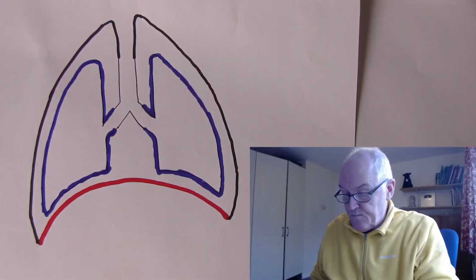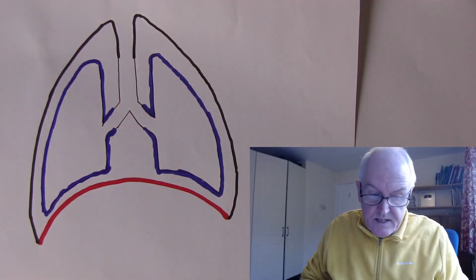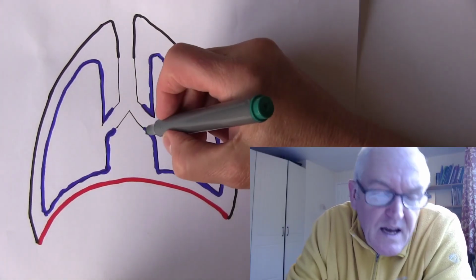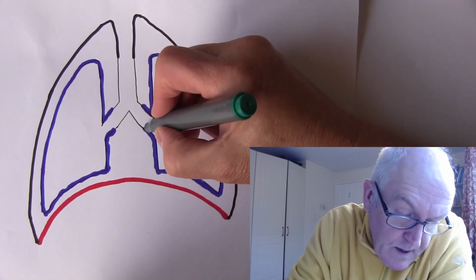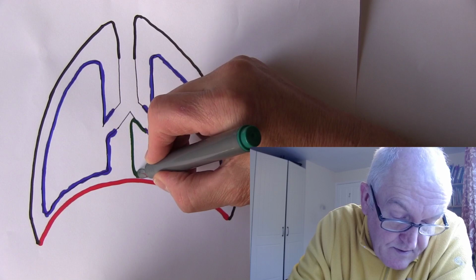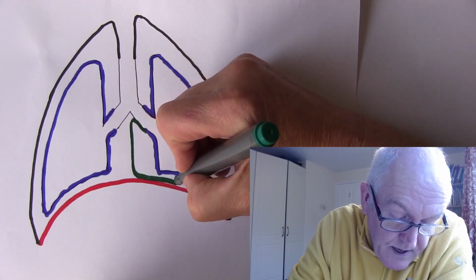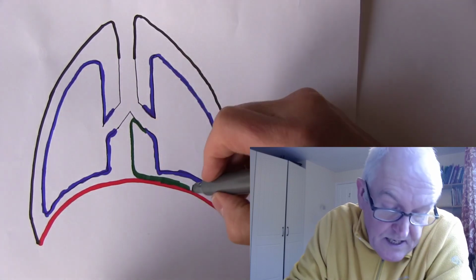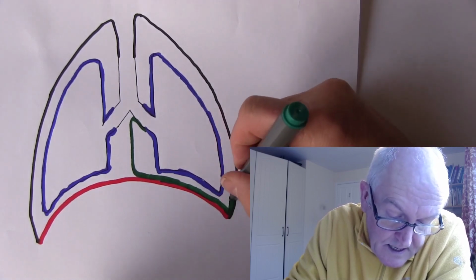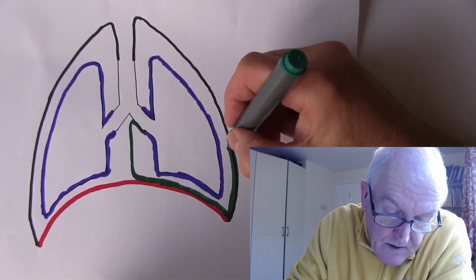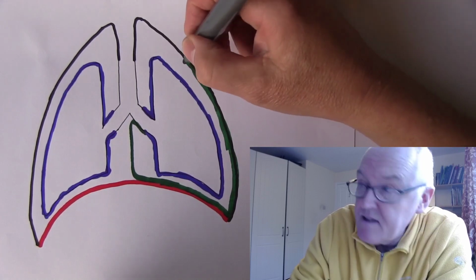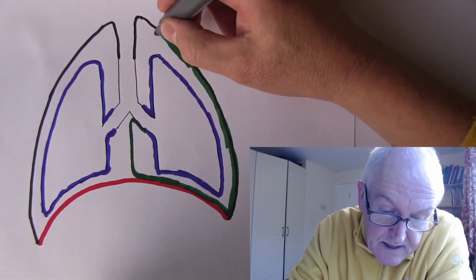Now, what happens here is this pleural membrane doesn't stop there, it just carries on, and it reflects back on itself, like this. It reflects back on itself, and it goes round, lines the superior surface of the diaphragm, and then it lines the inner surface of the thoracic chest wall like this. So it's lining the inner surface like this.